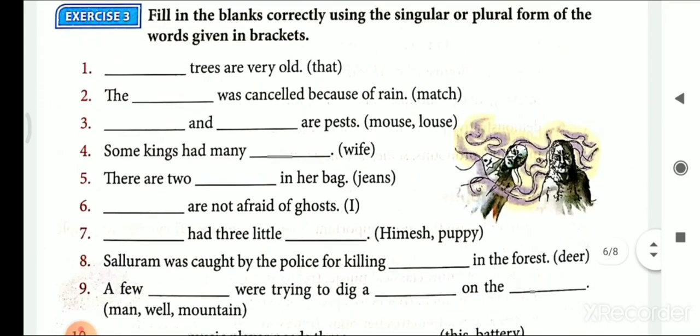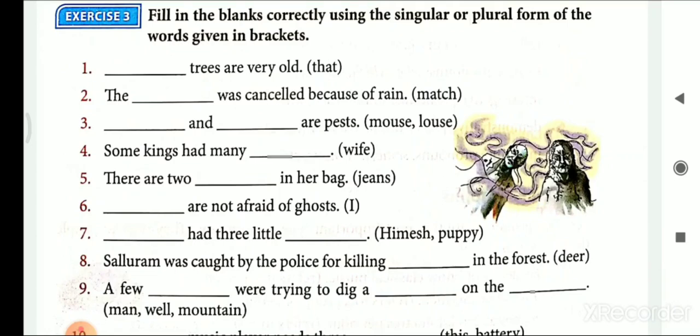Let's see exercise number 3. Fill in the blanks correctly using the singular or the plural form of the words given in the bracket. Dash trees are very old. See my dear students, here trees, that means that is plural. So instead of that, we will write those trees are very old.